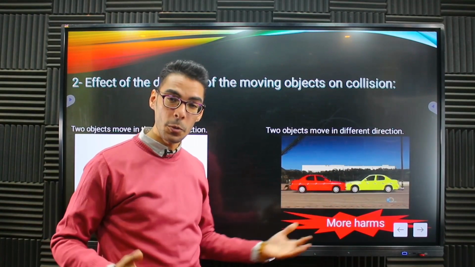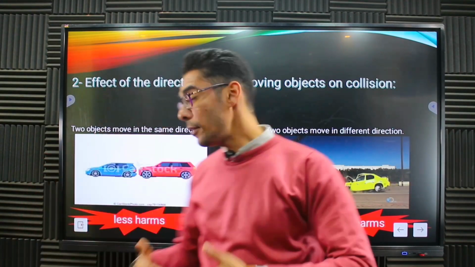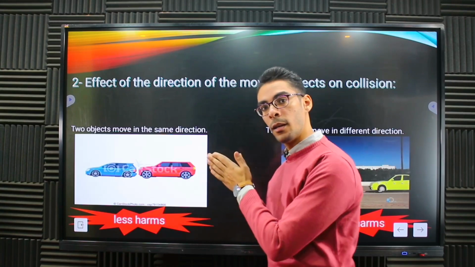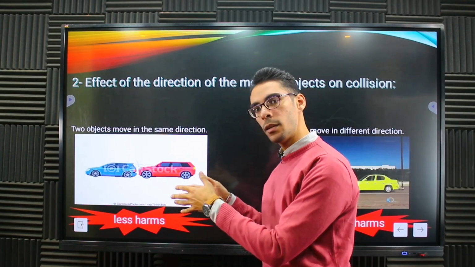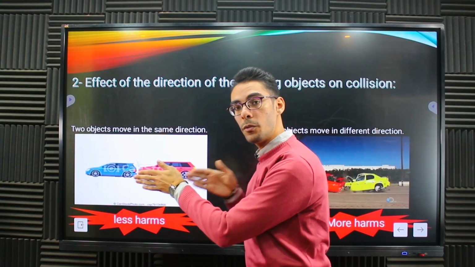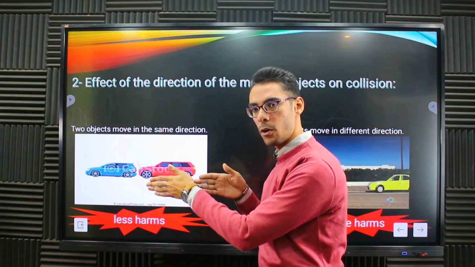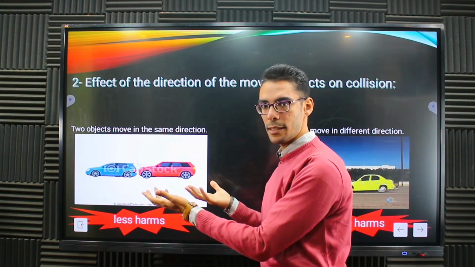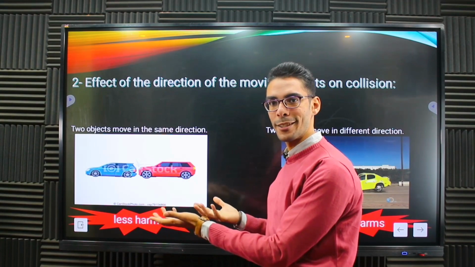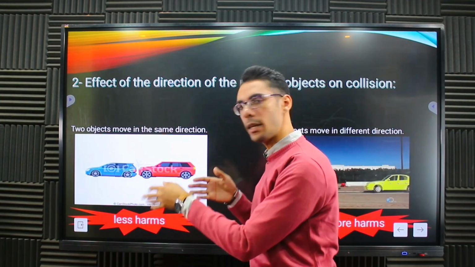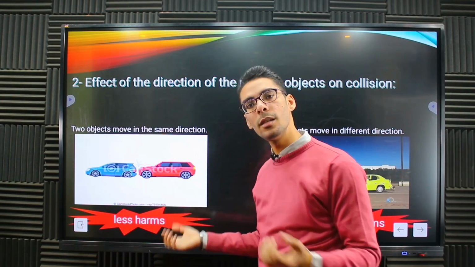Just like this, it causes more harm. But on the other hand, we can find some collisions happening between cars while they are moving in the same direction, but it's not that hard. It's not the disaster here. It's not the big disaster here. So when they are moving in the same direction, it causes less harm.